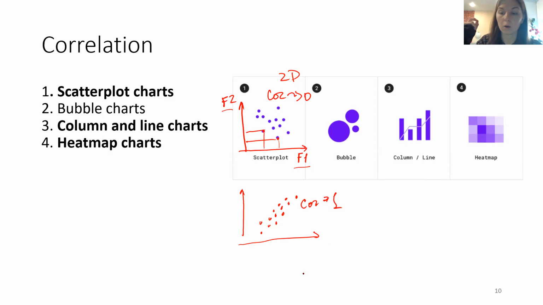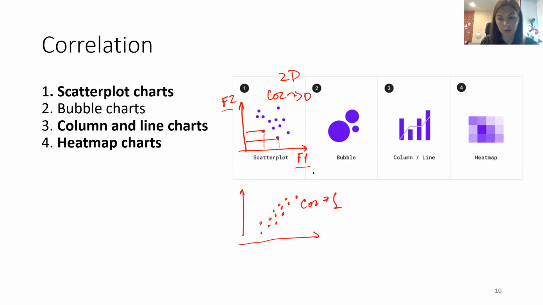Could you write to our Zoom chat, do you know what a correlation coefficient is? Could you just answer plus or minus? Are you familiar with this term? Some of you are familiar, some not. I will explain it by hand, but I strongly recommend you to read information about the correlation coefficient.